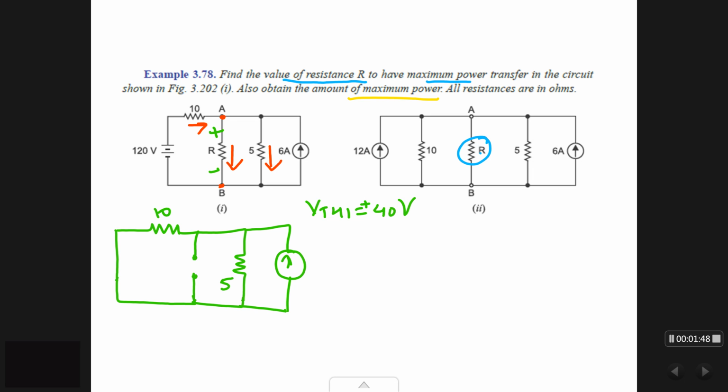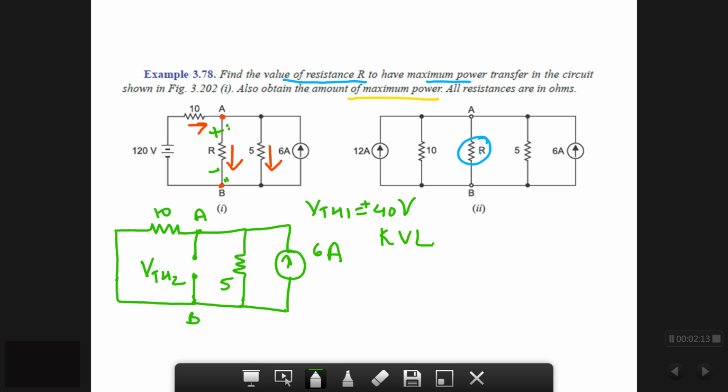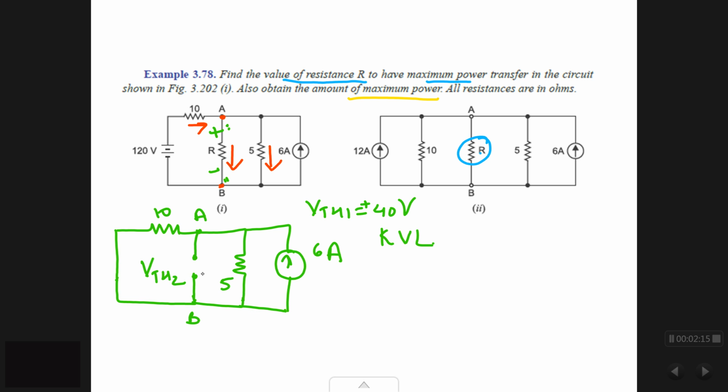Now we have found out VTH1 has to be 40 volts, that is the voltage experienced across AB just due to 120 volts. Next, you will find the voltage experienced across AB because of 6 amperes. So again for that we will use KVL. You consider a dummy resistor to be connected across your terminals AB, and with that you check for the flow of current. So this will be plus, minus, this will be plus, minus, this will be plus, this is minus. These are the polarities with this flow of current.